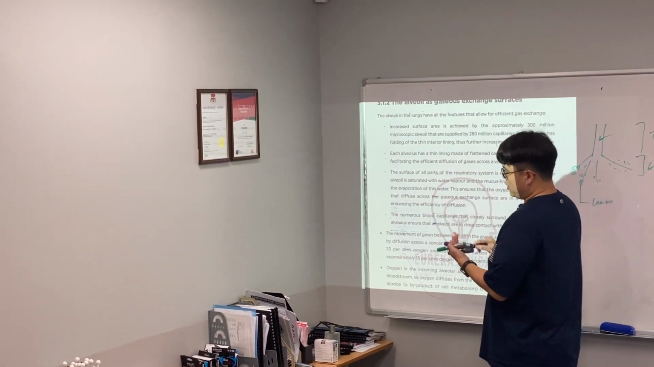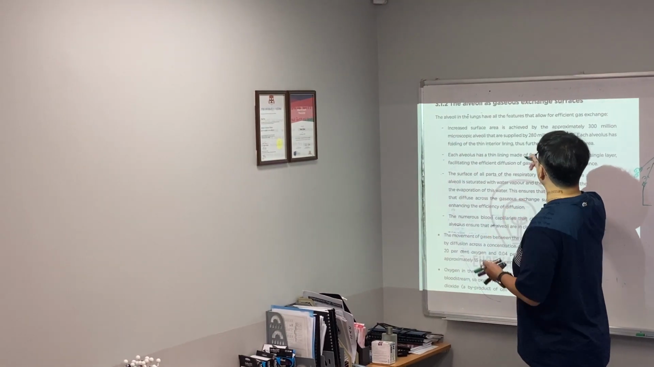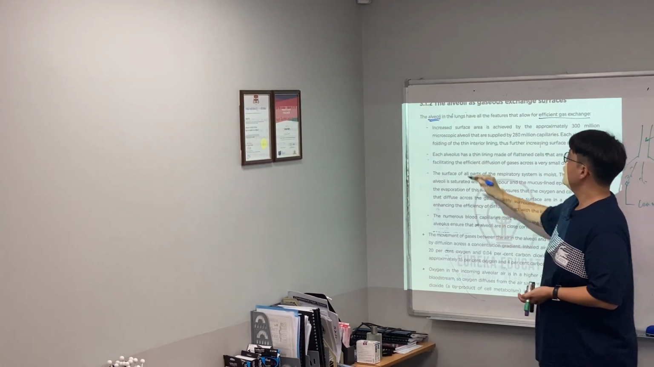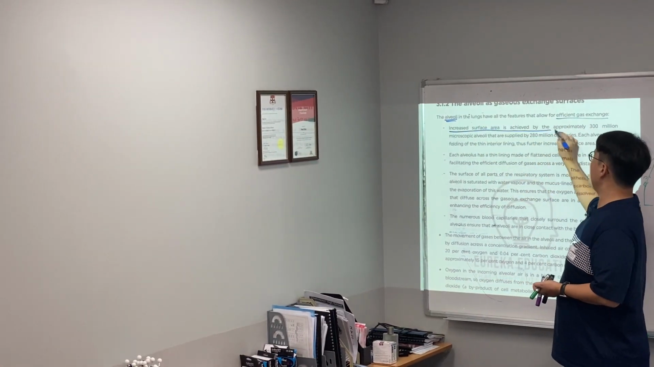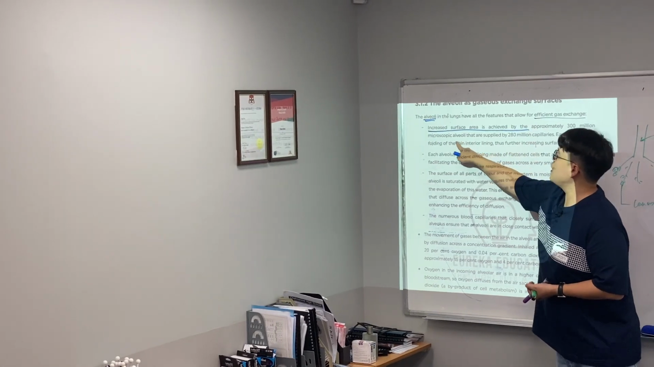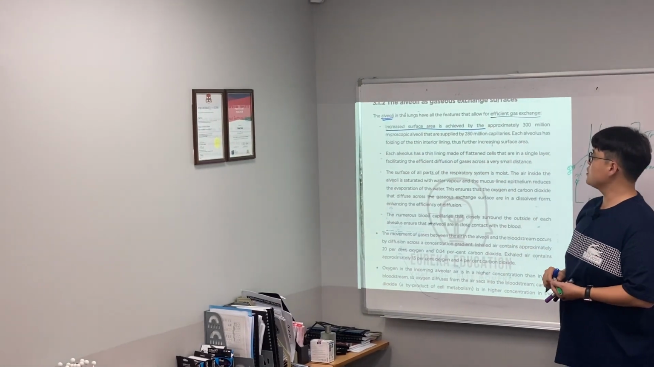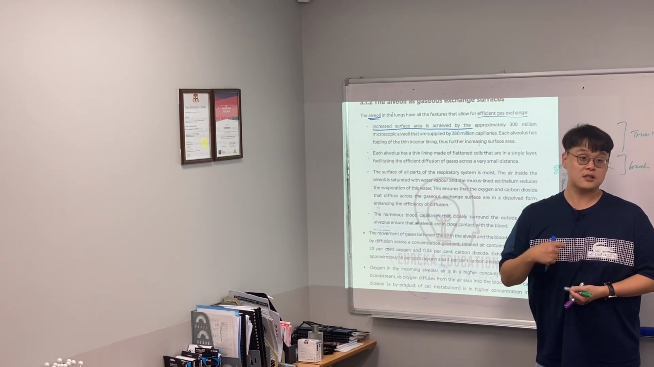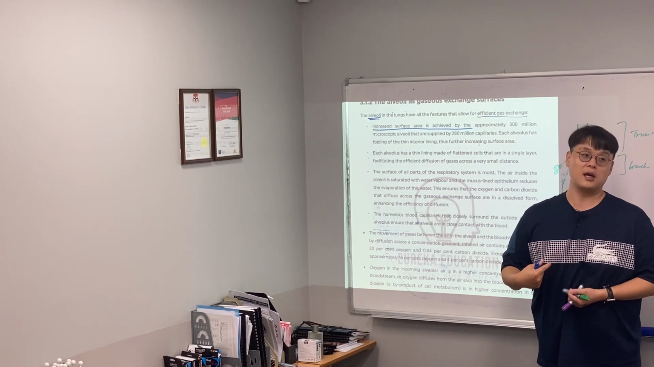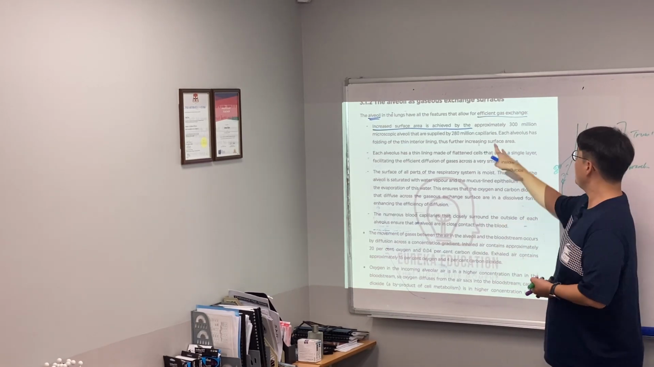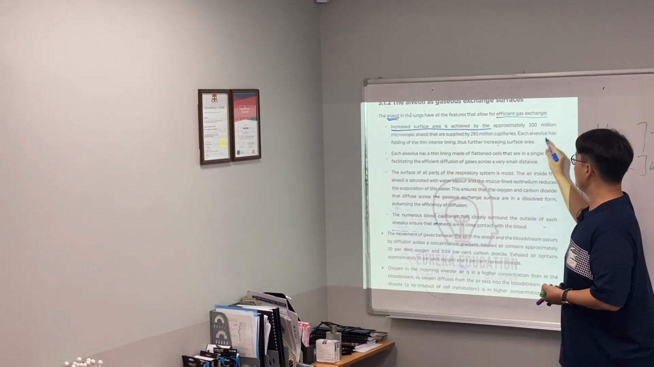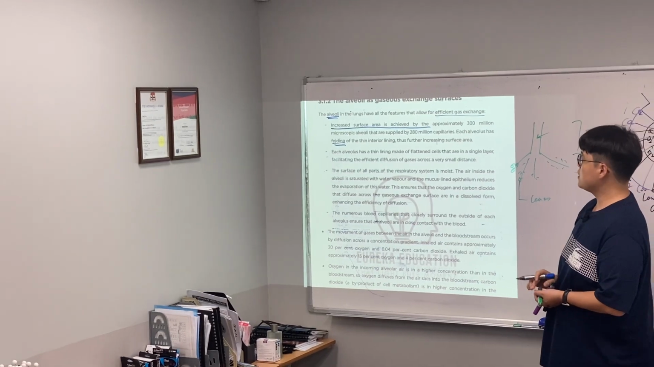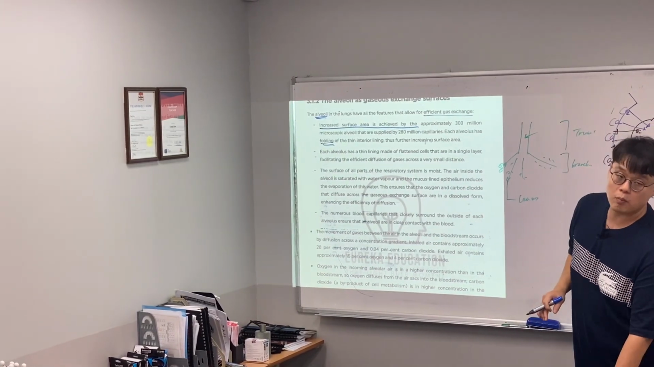The alveoli in the lungs have all the features that allow efficient gas exchange. So this is kind of development for this region. One, increased surface area is achieved by approximately 300 million microscopic alveoli that are supplied by 280 million capillaries per person, by the way. Yeah, that's how many alveoli and capillaries you have in your lungs, and they're working really hard even now. Each alveolus has a folding of the thin interior lining, highlight that please, thus further increasing the surface area.